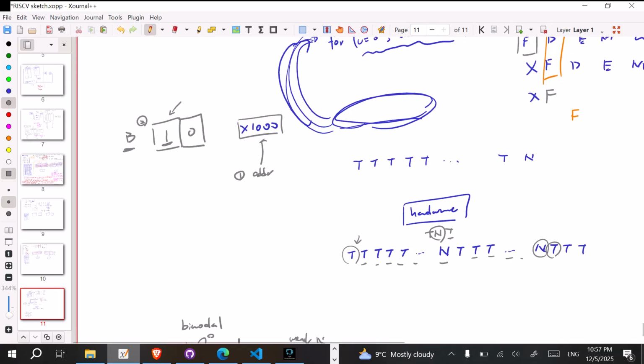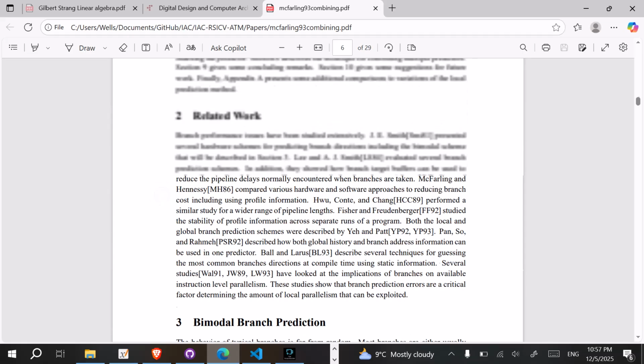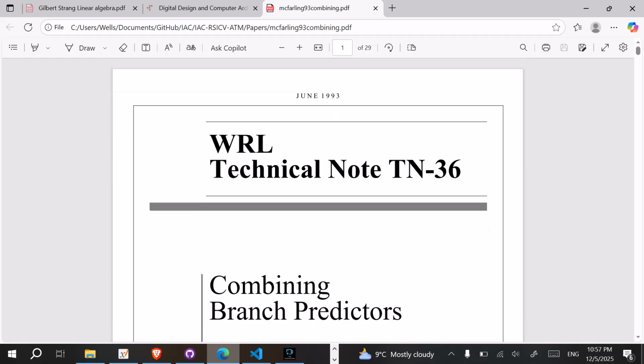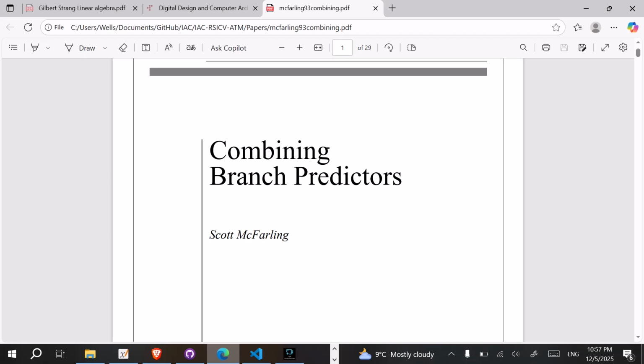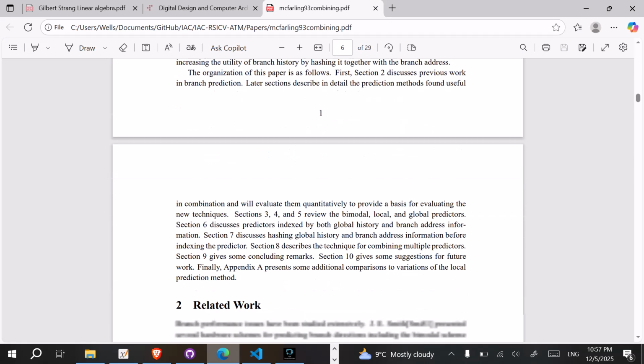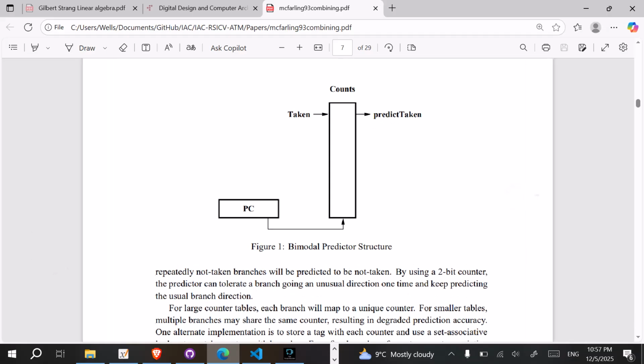So now we summarize it as we need an address to memorize the stuff and also some sort of indicator. This is one of the very interesting papers I quite recommend reading. It's called Combining Branch Predictors by Scott McFarling. Why is this interesting?